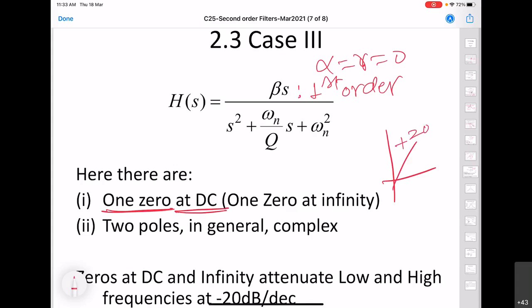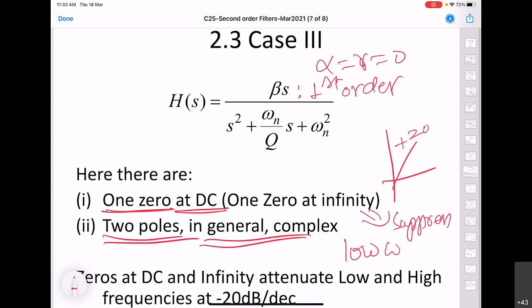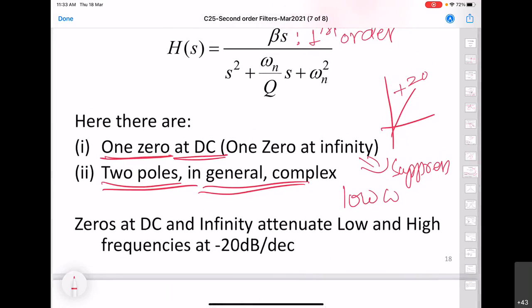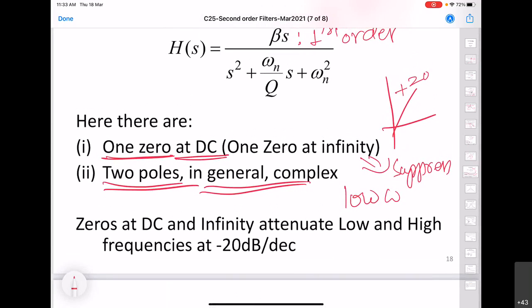That means it will suppress low omega components, and we have two poles, and again they will be complex in general, but when we take the special case they will become real and we will have two coincident poles. So what happens here is that one pole will neutralize this behavior, and then it will start decreasing it with minus 20 dB per decade. So what we observe is 0 at DC, and at infinity it attenuates low frequencies and high frequencies at a rate of minus 20 dB per decade.